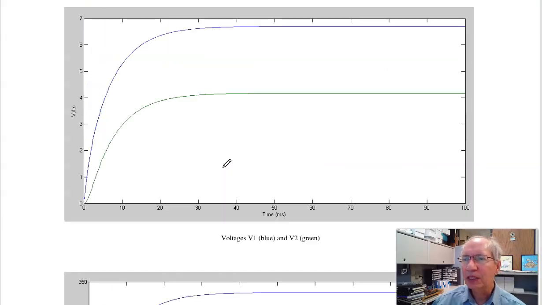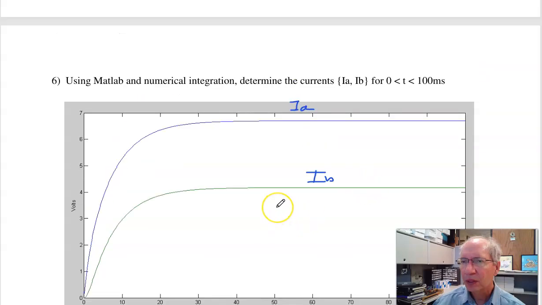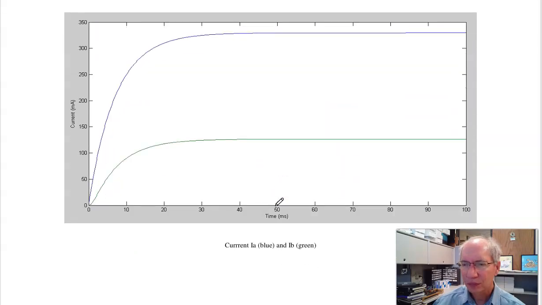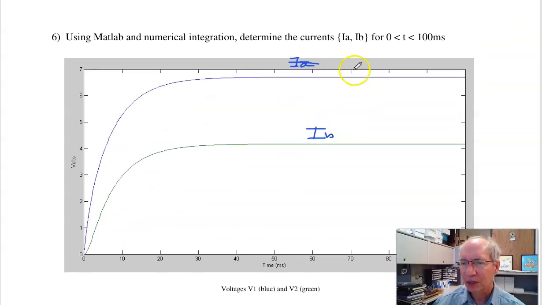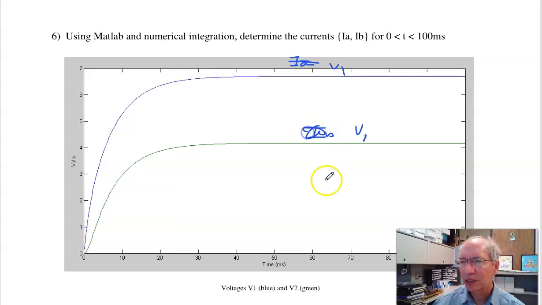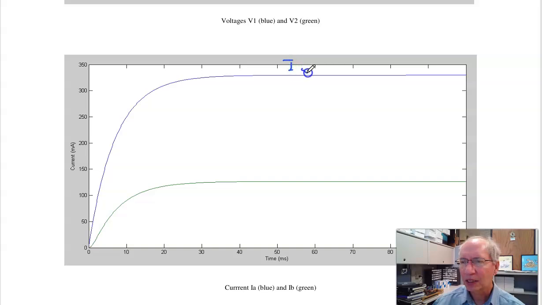So when I'm done, these are the currents. This is IA and IB. Oops. Other way around. This is V1, V2. And this is your IA and IB. Solve using numerical techniques.